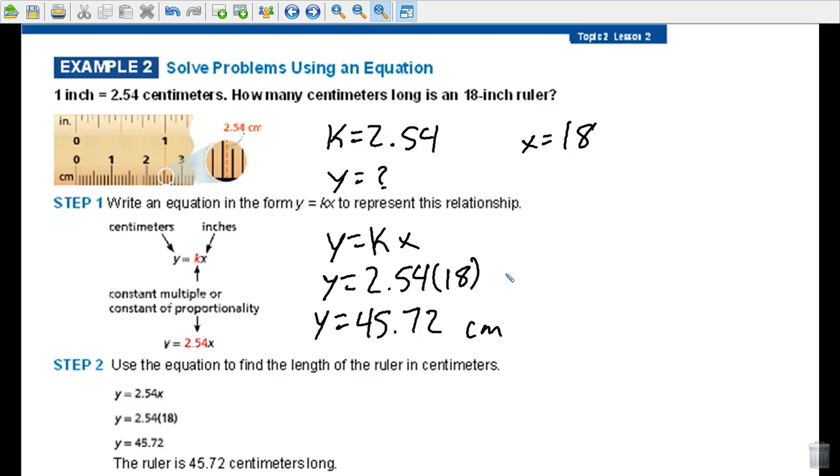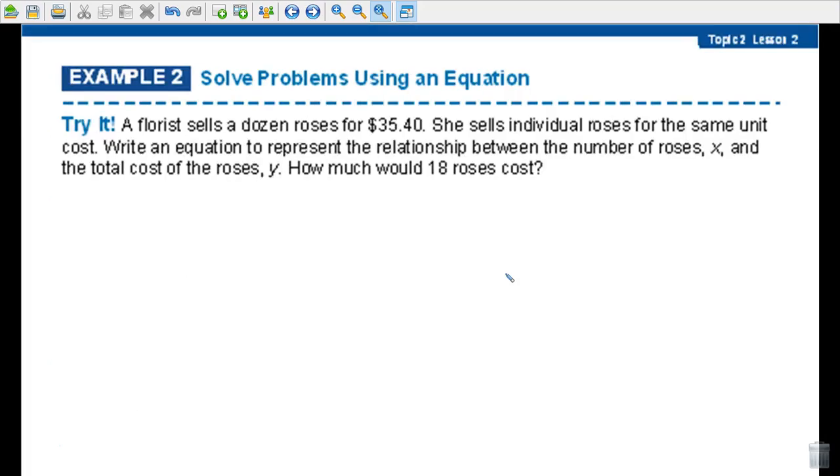So each inch, that's the constant of proportionality. For every inch, it's going to be that amount of centimeters. Okay? That's how we know that's k, the constant of proportionality. All right? Go ahead. Example 2, try it.